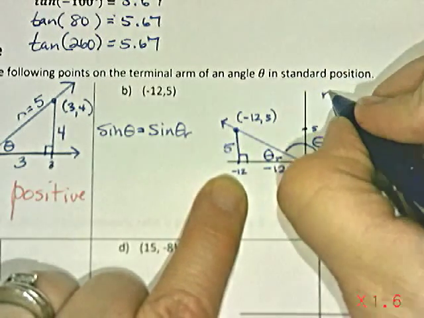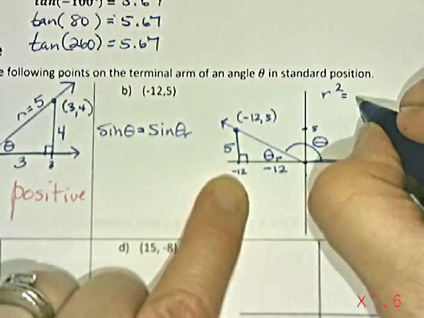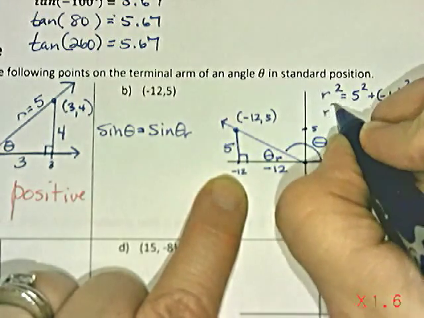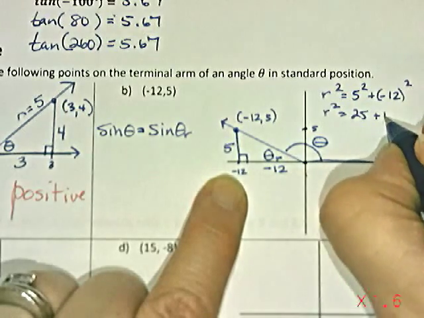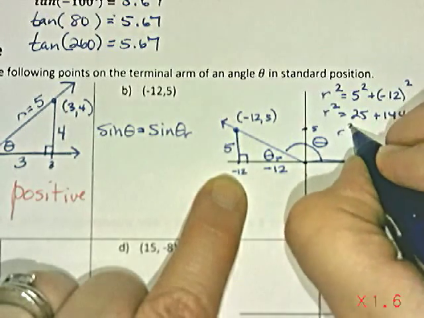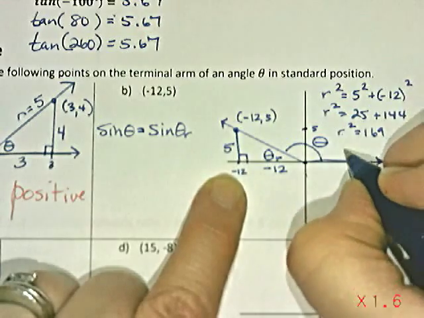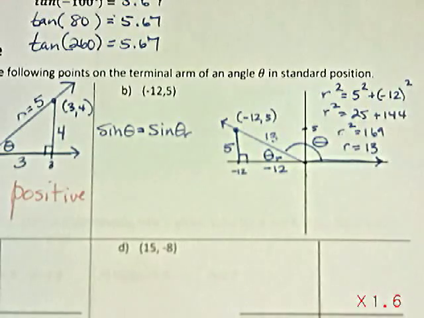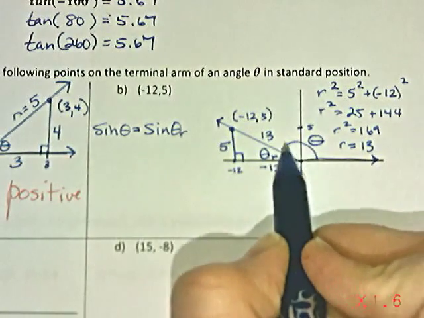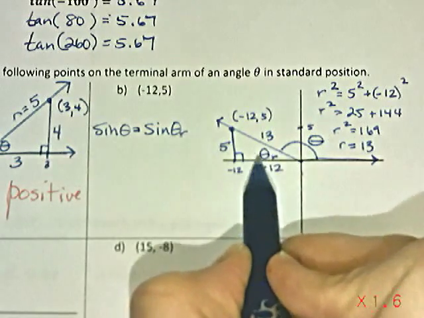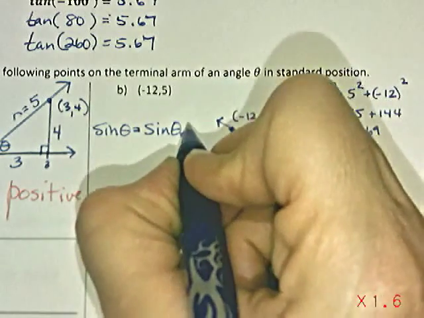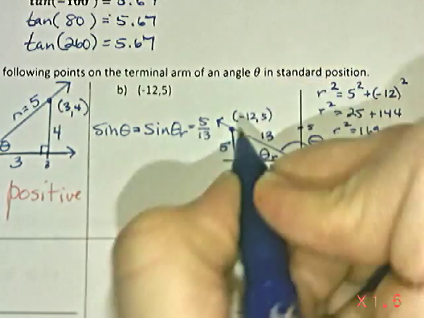So I know I would have gone back 12 for this side length and up 5 for this side length. My r squared here is equal to 5 squared plus negative 12 squared. So r squared is 25 plus 144. So my r squared is 169, and the square root of both sides means that the r value is 13, another classic Pythagorean triangle, 5, 12, 13. So the sine ratio for this large angle is the very same as this reference angle, so that will be opposite over hypotenuse. So a 5 over 13.